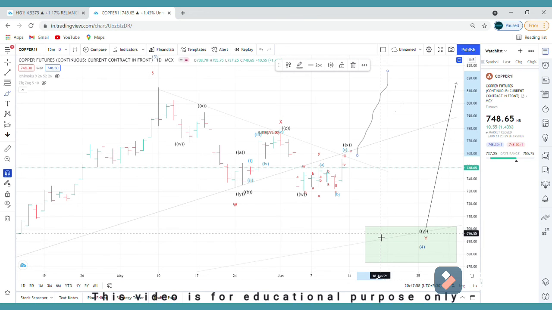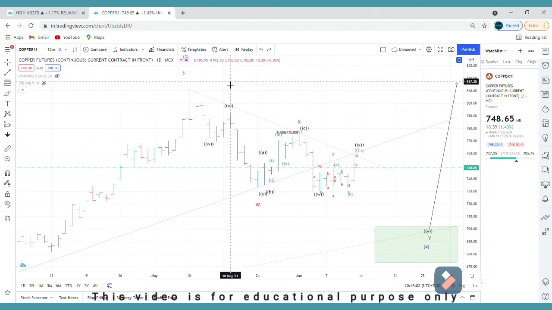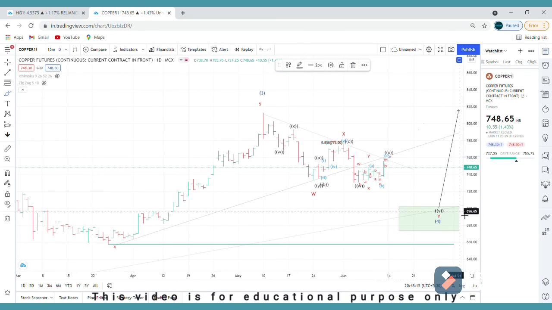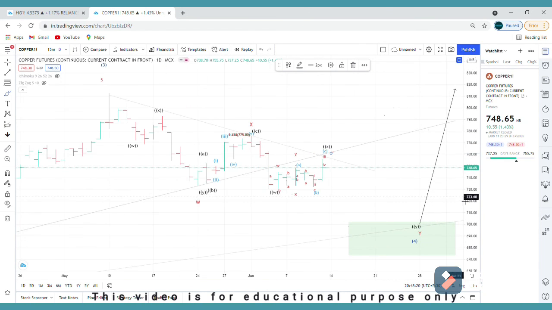But there is a very high probability that we should get this level, because it is in a corrective move and it is giving a typical corrective movement. So with that we can expect this level. That was the reason why we chose copper, because we can expect a very good up move.